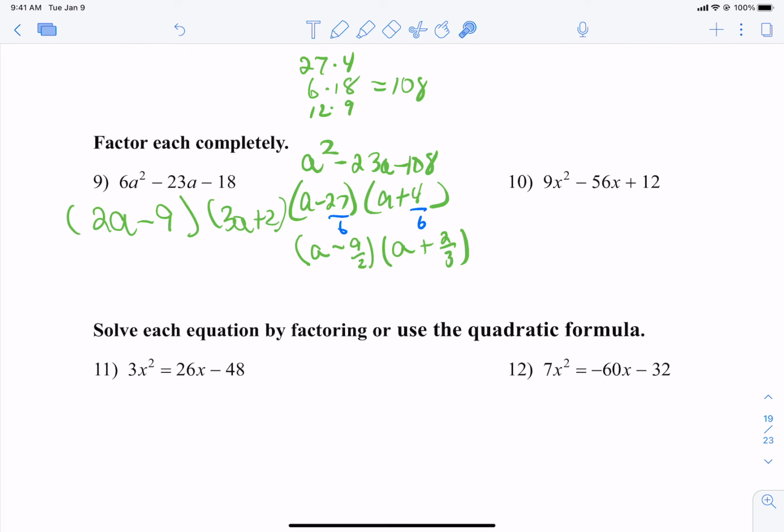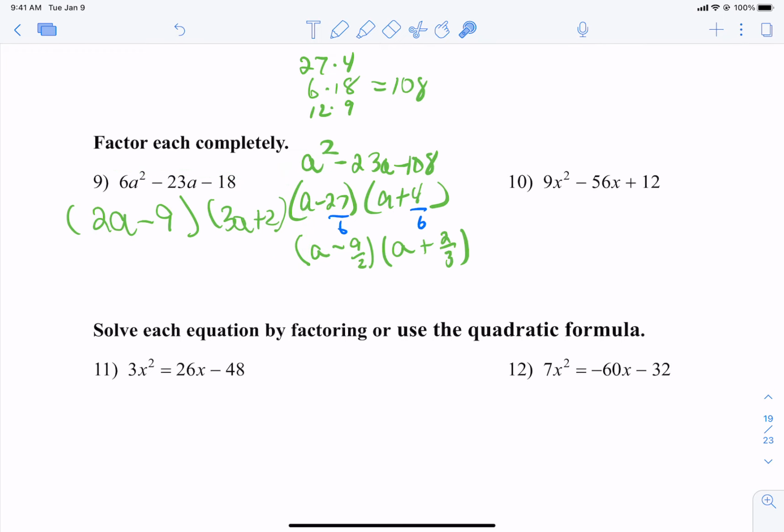Now, how can you check to see if you got it right? Well, if we got it right, 2a times 3a, the first, should multiply to give us 6a squared. The last should multiply to give us negative 8. The inner and outer, so negative 27 plus 4, should give us negative 23. So there is your answer.